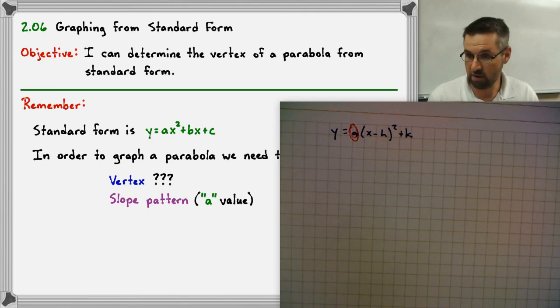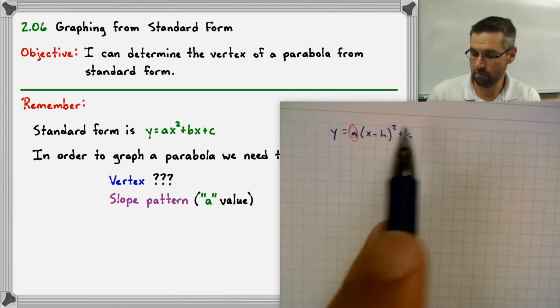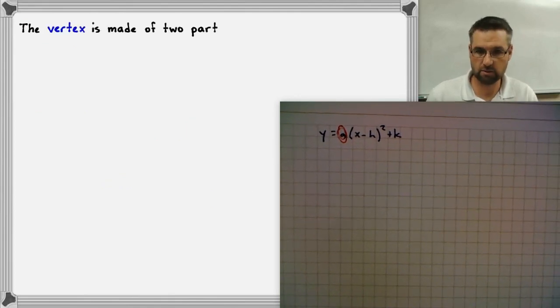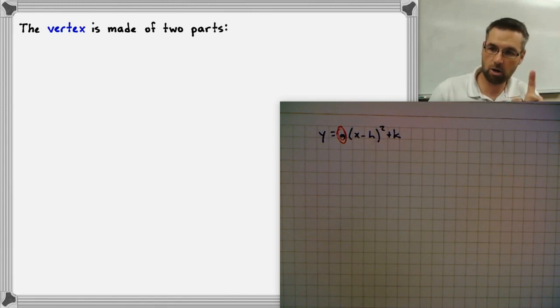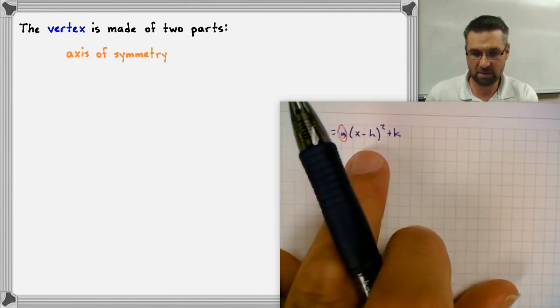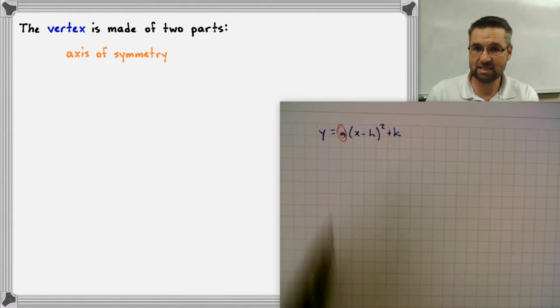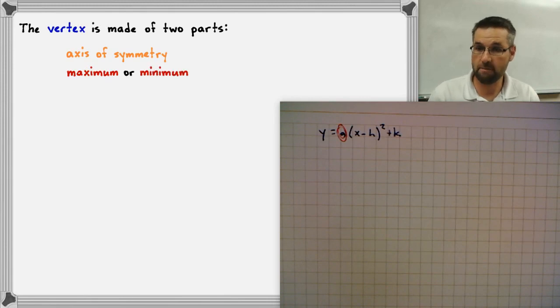Okay. Now we know how to find the vertex in vertex form. Remember, it's just h and k. But in standard form, we got to do a little bit of work to determine the vertex. Okay. Remember, the vertex is made up of two parts. There's an x part and a y part, or we label them in vertex form as h comma k. Okay. Well, another way to say that is that the vertex is made up of the axis of symmetry and then the maximum or the minimum value of that parabola, whatever it is.